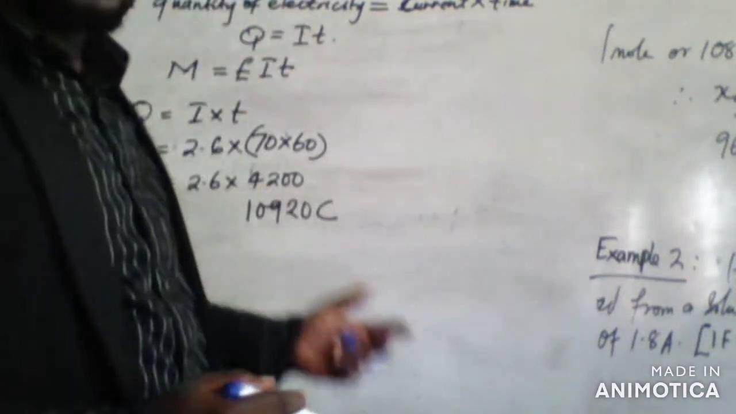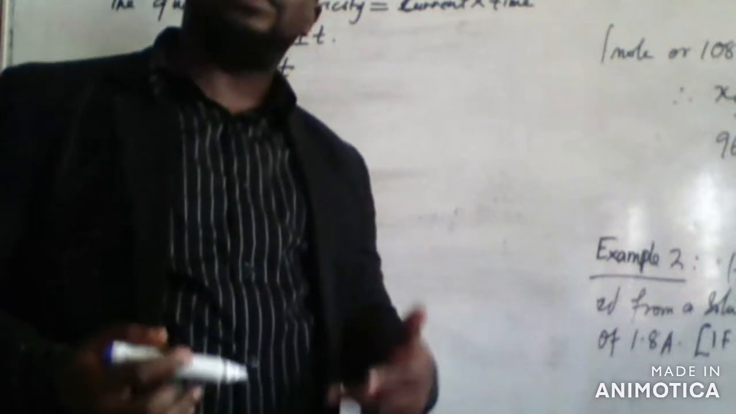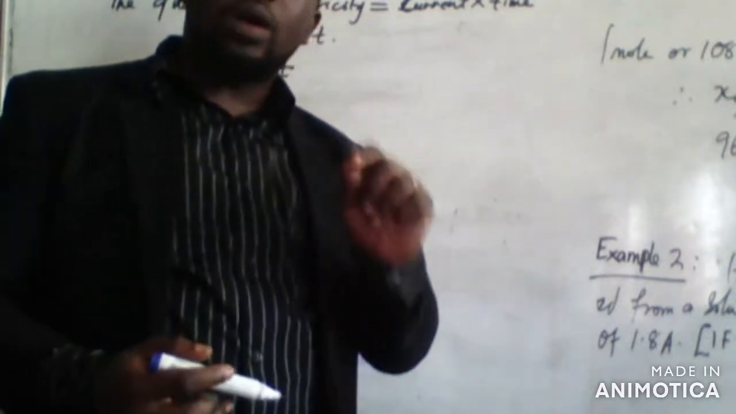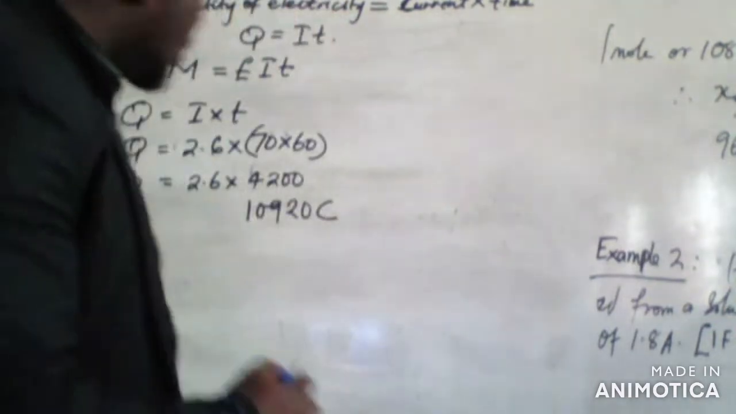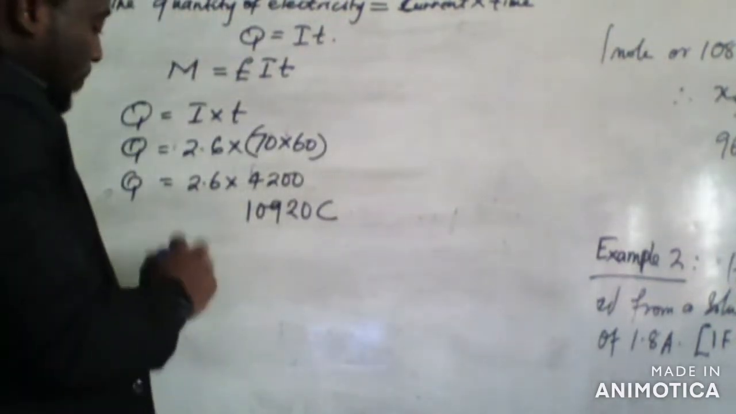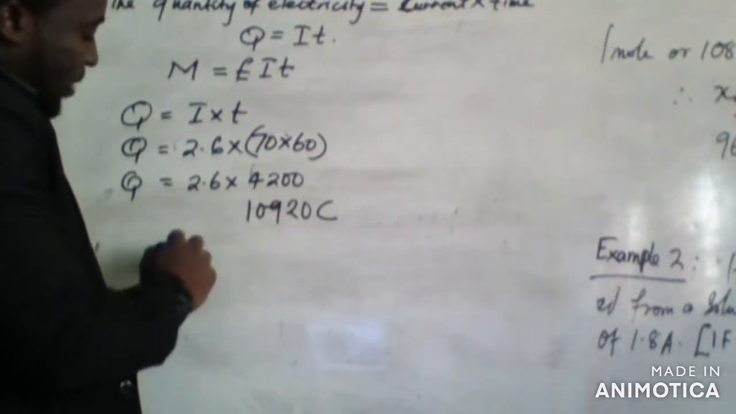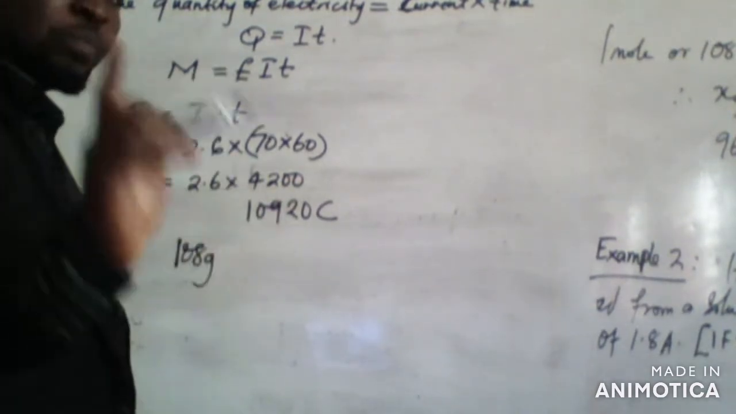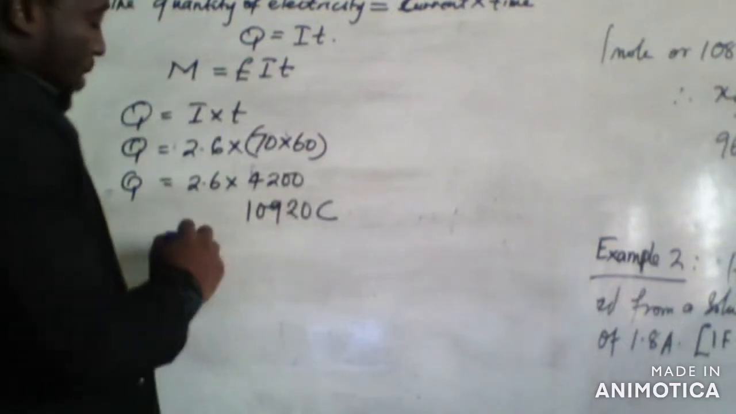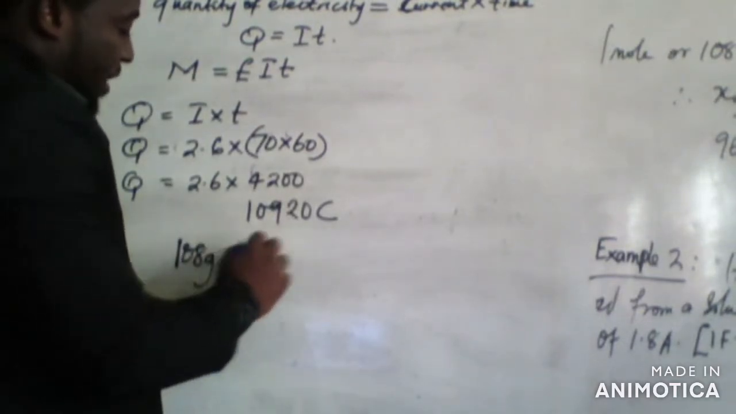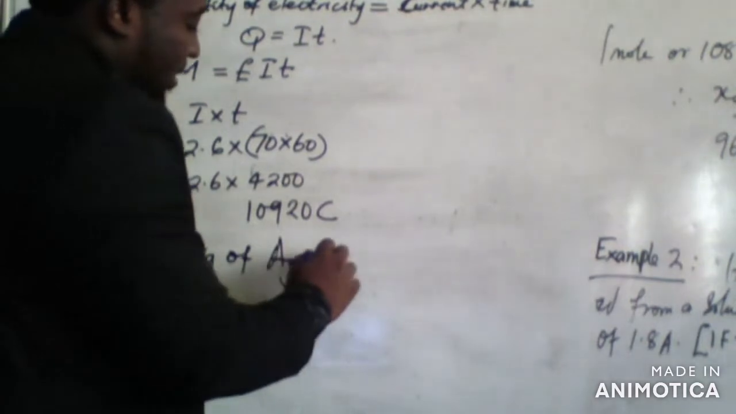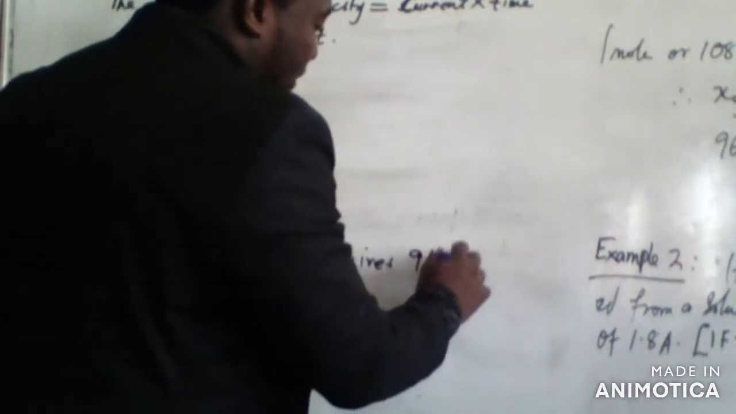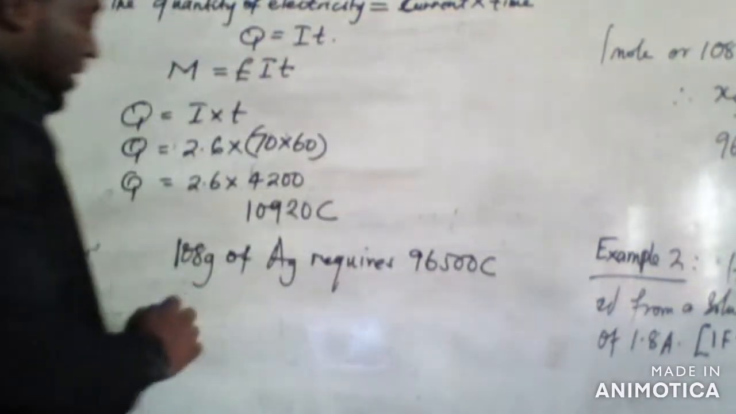So in this question now, we're talking about silver ion, and silver is one of the monovalent ions, so it requires only 1 Faraday of electricity. So we'll state that, write it down here, that 108 grams of silver, which is the mass of 1 mole of silver, of Ag, requires, fundamentally, 96500 coulombs of electricity.